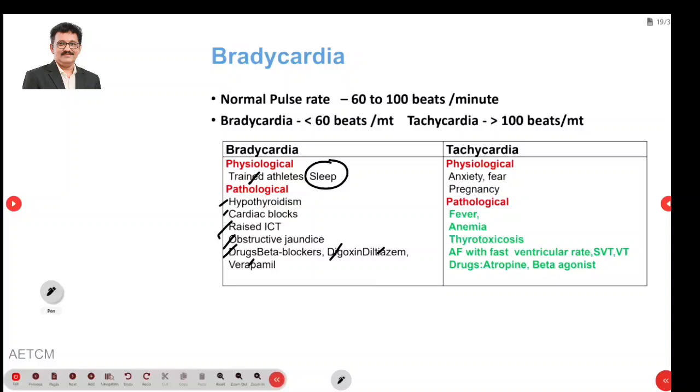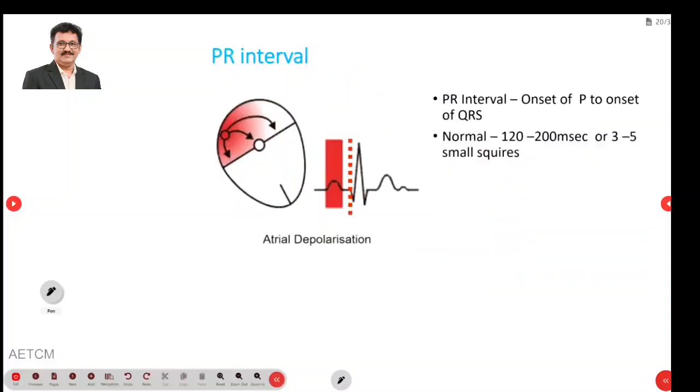We will discuss cardiac blocks. First degree heart block we have already learned, that is prolongation of the PR interval. Normal PR interval is 3 to 5 small squares. If it is more than 5, you call it first degree heart block. We will see that.